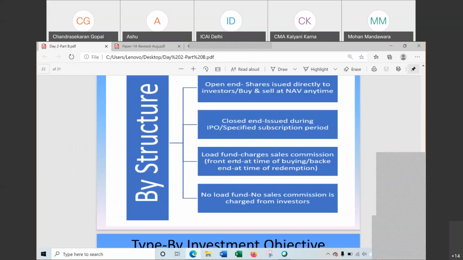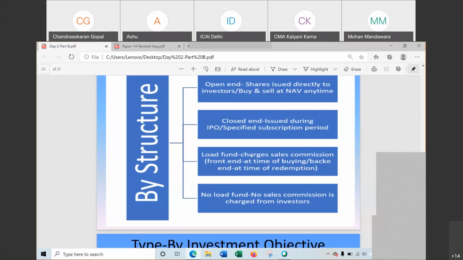Now next one, load fund, no load fund. So what is load fund? Load fund means here the sales commission is charged by the mutual fund from the investor. It can be front end load fund or back end load fund.